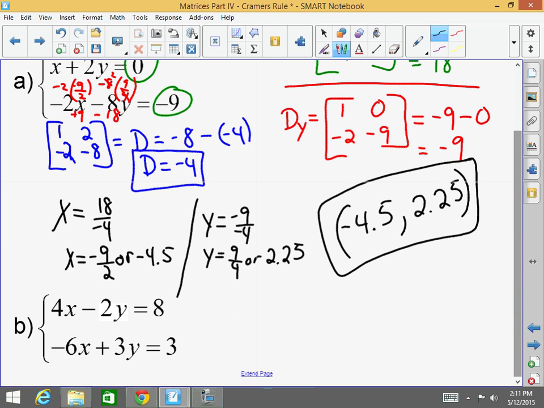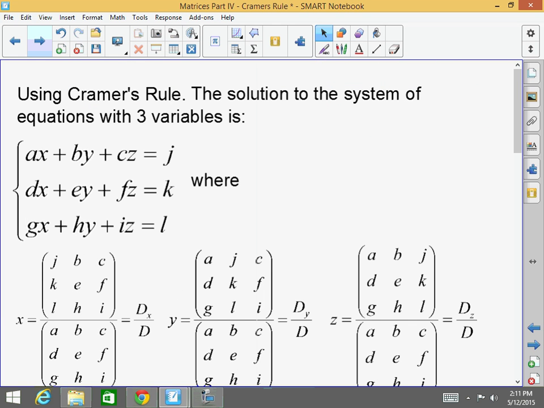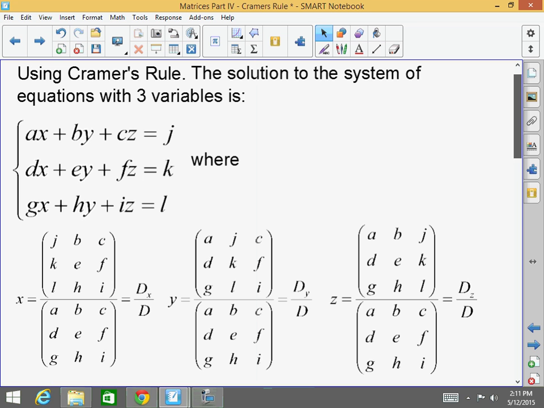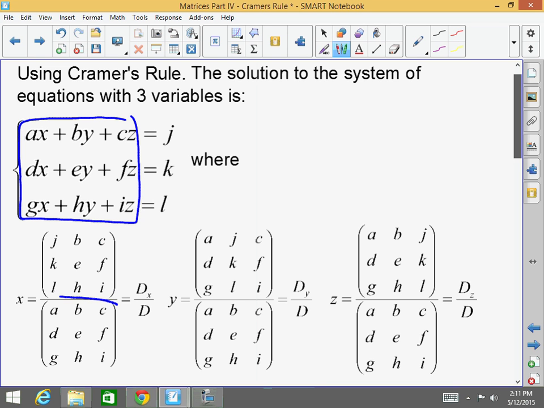Now there's one more here. I ask you guys to do it. Just follow the procedures, because I got to teach you the 3x3s and we're running out of time. Okay, now. I'm laughing because I know it looks intimidating, okay? It's not that bad, I promise. It's kind of the same thing, guys. The x is the dx over d, y is dy over d, and the z is dz over d. The main determinant comes from the coefficients of these guys. So this down here is the main determinant.